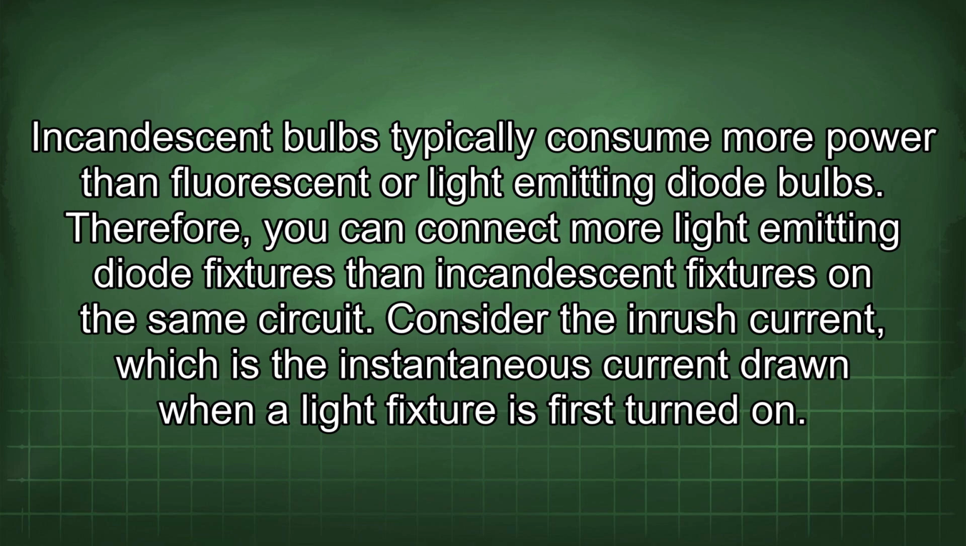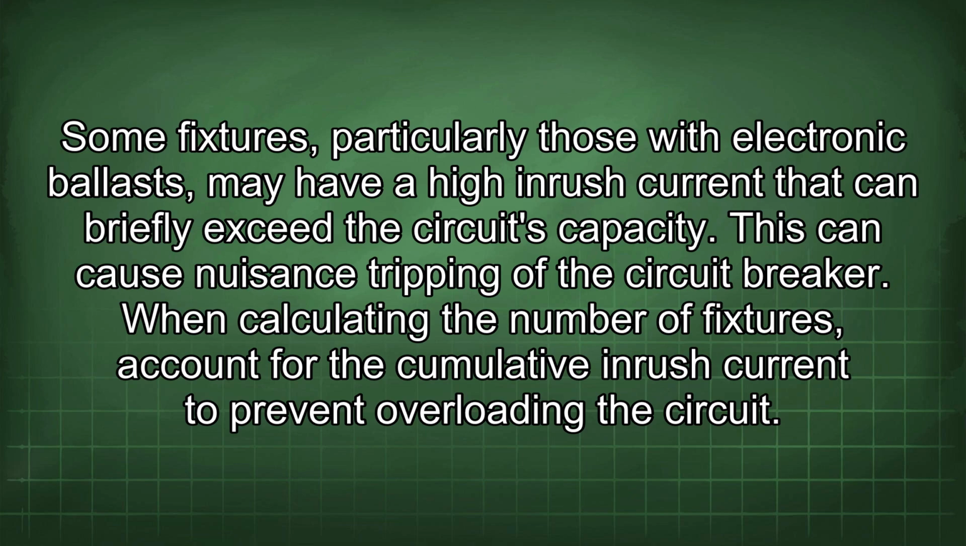Consider the inrush current, which is the instantaneous current drawn when a light fixture is first turned on. Some fixtures, particularly those with electronic ballasts, may have a high inrush current that can briefly exceed the circuit's capacity. This can cause nuisance tripping of the circuit breaker. When calculating the number of fixtures, account for the cumulative inrush current to prevent overloading the circuit.